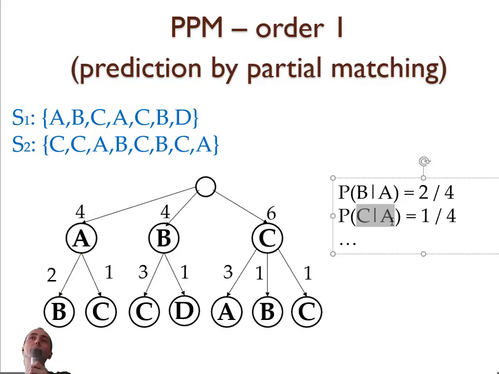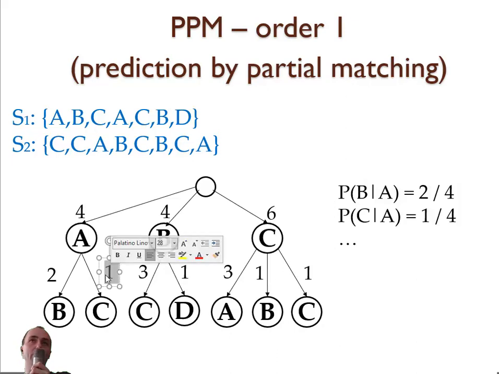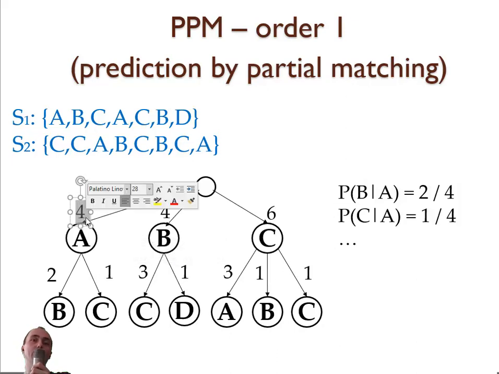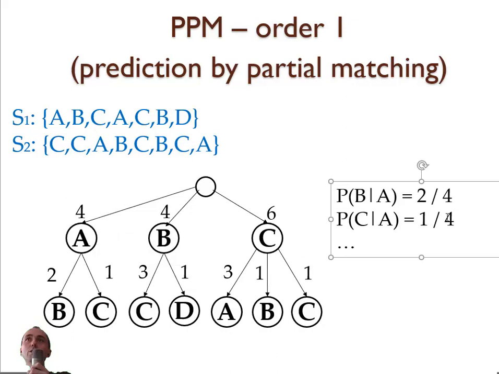Now the probability that C follows A, we calculate in the same way. The number of times that C follows A, 1, divided by the number of times that we have A, 4. So 1 divided by 4. So here we can predict, for example, that B will follow A. That will be the prediction with PPM, and this is called PPM order 1.